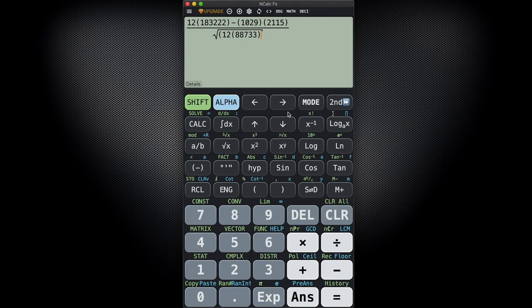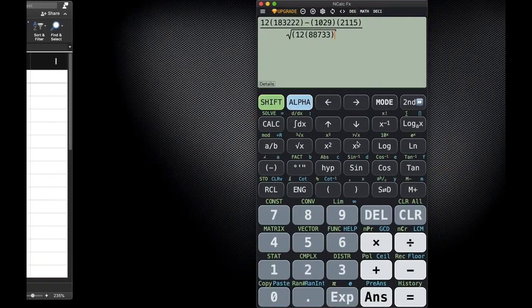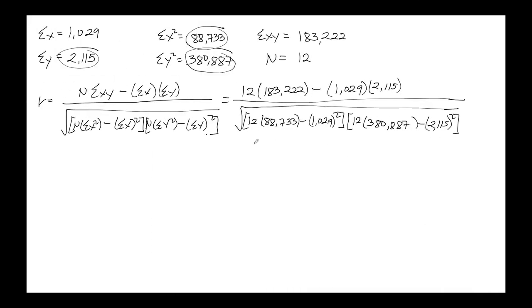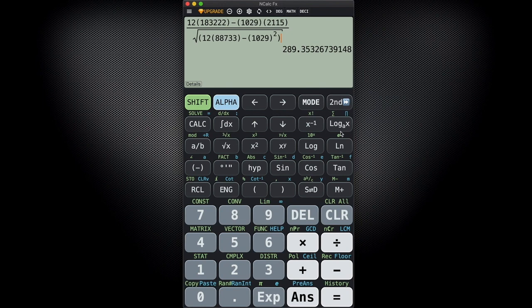88,733. Okay, then next we have minus 1,029 squared sa labas. Minus 1,029 then squared sa labas. Okay, after niyan, next natin is closing parenthesis para makakulob mo sila. Nakita ninyo, no? May sagot na agad pero hindi pa tayo tapos. Pag nilagyan natin siya ng sign, mawawala yan. Okay, di ba? Kasi nabitin siya. Ito kasi na-close na natin eh.